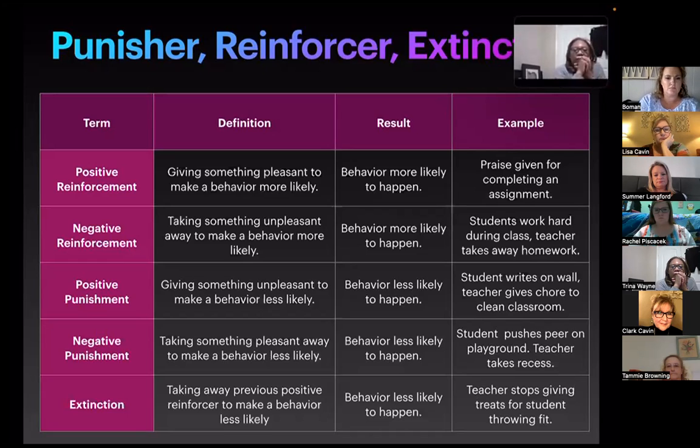And we talked about the antacid or the Imodium, where that would take away the side effects of eating Mexican food. But in a school type situation, we're trying to make a behavior more likely to occur, and we're going to do that by taking away something that the students see as unpleasant.